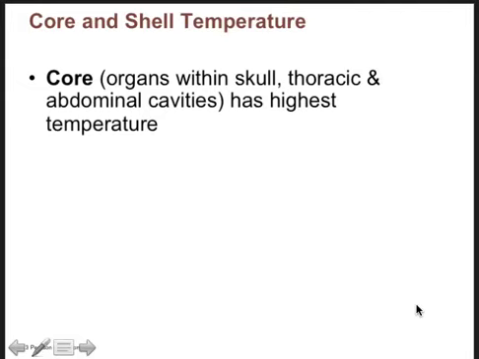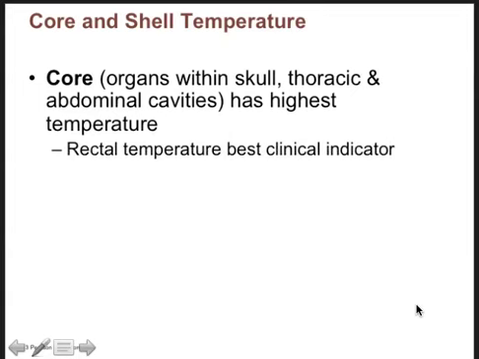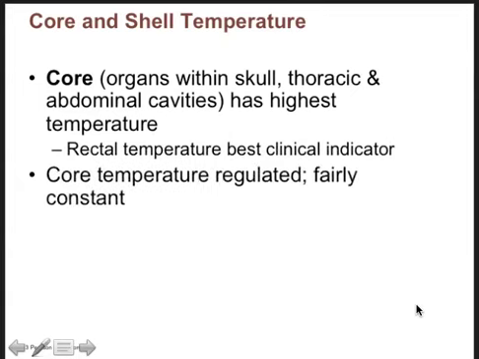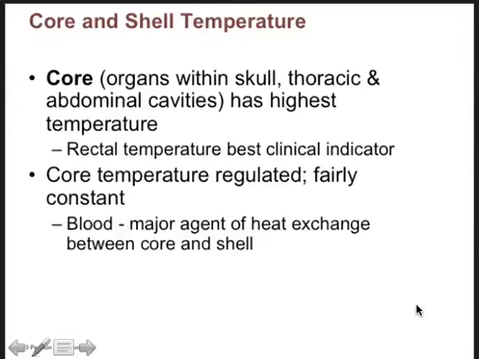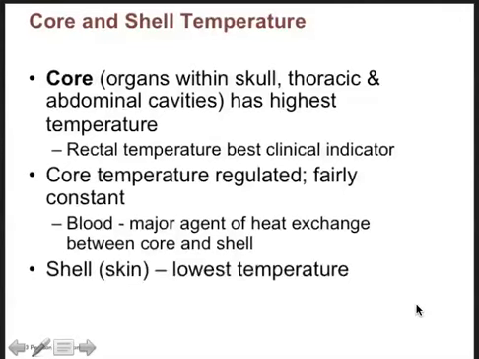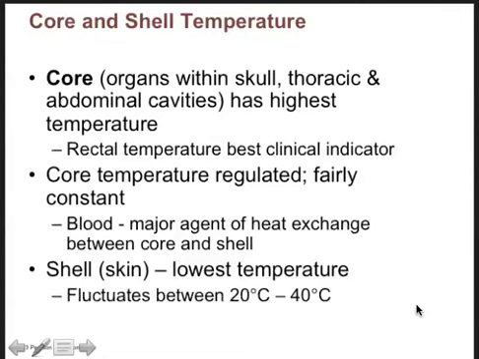So let's talk about your core and your shell temperature. Your core are the organs within the skull, the thoracic and abdominal cavities, and it generally has the highest temperature. The rectal temperature is the best clinical indicator of your core. It's regulated and fairly constant. Your skin temperature can fluctuate. The blood is a major agent of heat exchange between your core and your shell. Your shell has the lowest temperature. It fluctuates between 20 to 40 degrees centigrade.